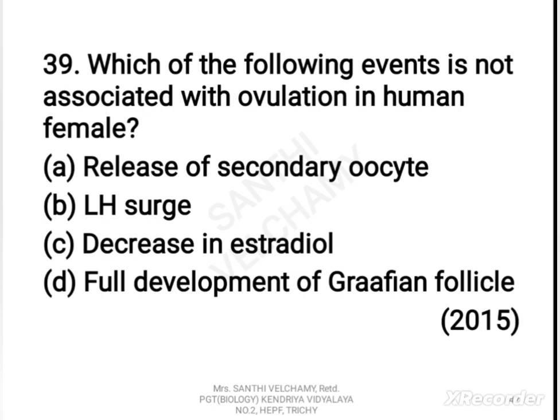Now next question. Which of the following events is not associated with ovulation in human female? A. Release of secondary oocyte. B. LH surge. C. Decrease in estradiol. D. Full development of Graafian follicle. The correct answer is C. Decrease in estradiol.